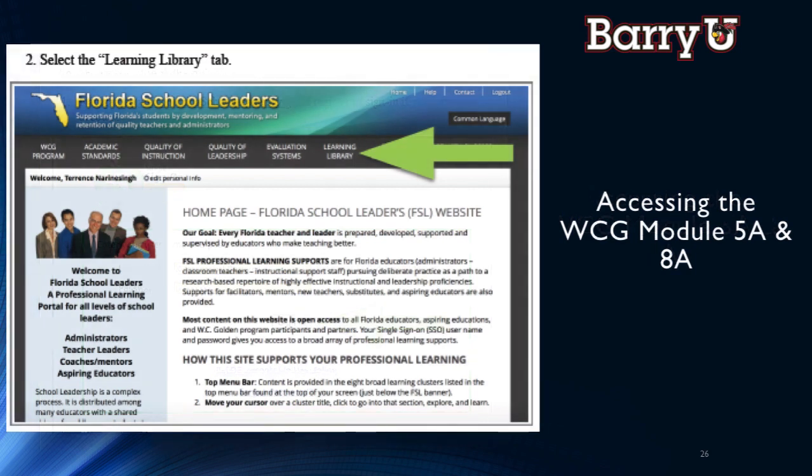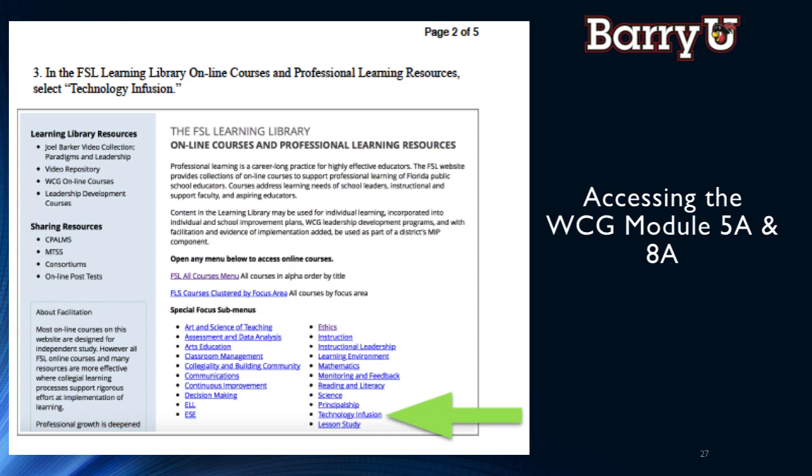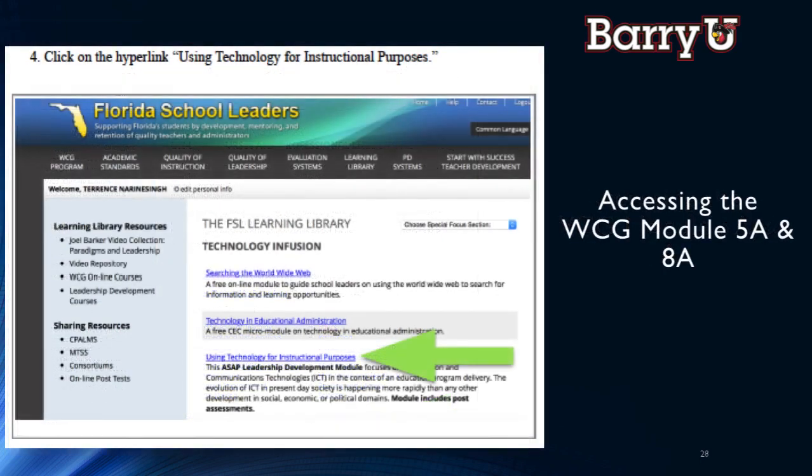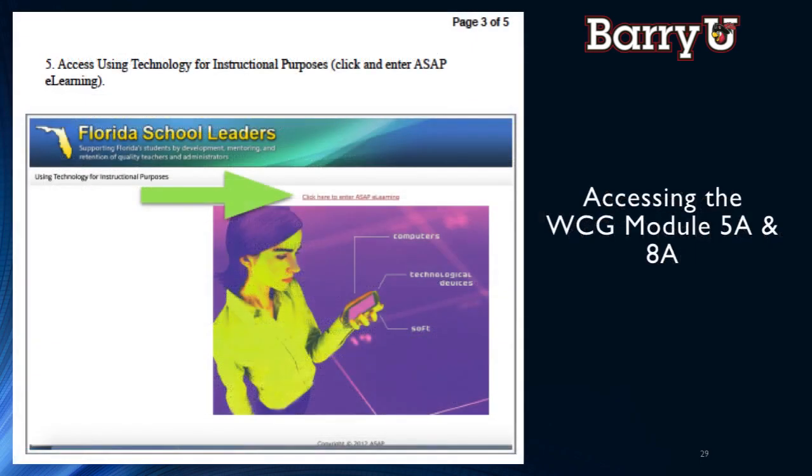Then, in step 2, you select the Learning Library tab. The green arrow points out to where you would click. Step 3, in the FSL Learning Library, online courses and professional learning resources, select Technology Infusion. Step 4, click on the hyperlink using technology for instructional purposes. Step 5, access using technology for instructional purposes, click and enter ASAP e-learning.